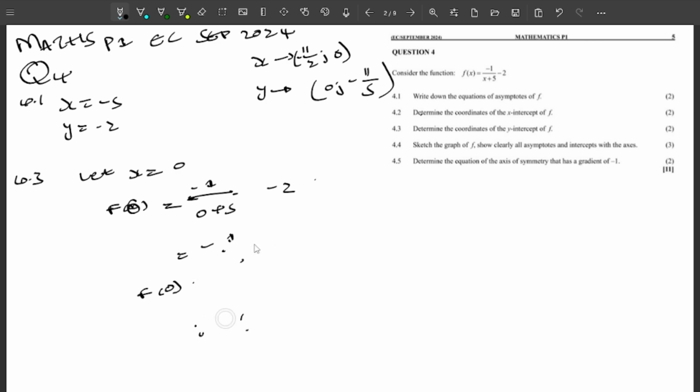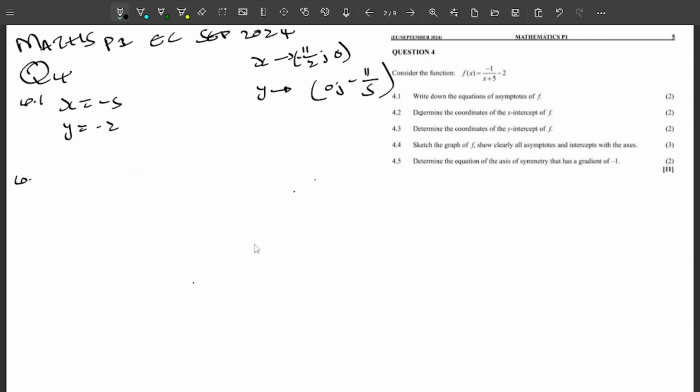Good. Now 4.4 states: sketch the graph of f and show clearly all the asymptotes and intercepts with the axes. So they want us to just sketch, right? For 4.4 we're going to just sketch it, and we should be having something like this.